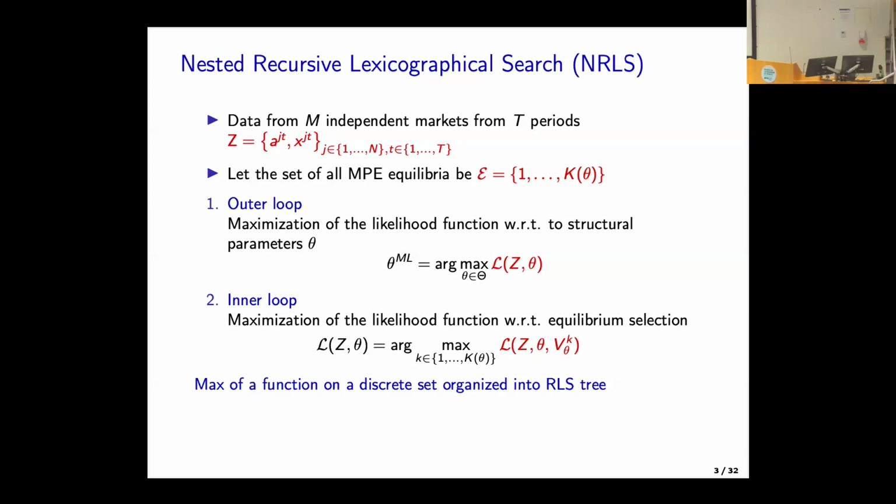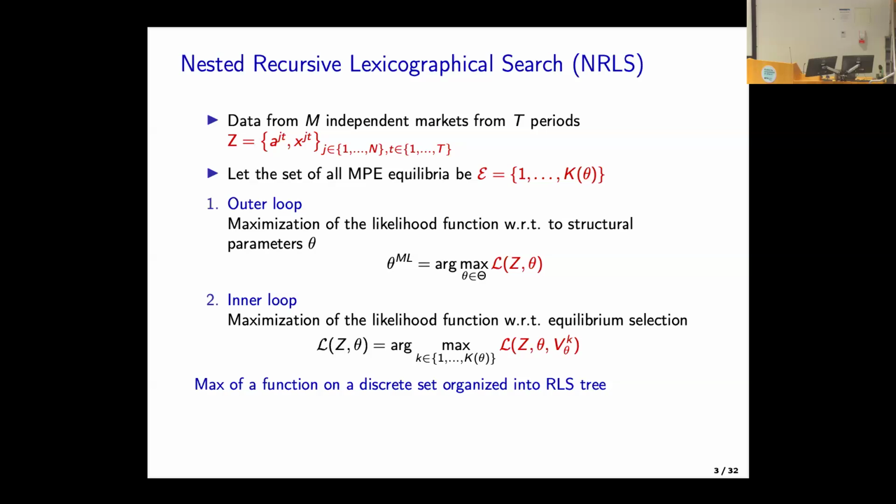Now, we want to maximize likelihood, but we will separate this problem into two steps. On the outer loop, we will just consider the theta parameter, the structural parameter of the model. And that's going to be our maximum likelihood estimator, just the argmax of the likelihood. But on the inner loop, we will look at the likelihood computed at a particular equilibrium and maximize that on the set of equilibria corresponding to the theta that comes from the outer loop. Okay, that's the idea.